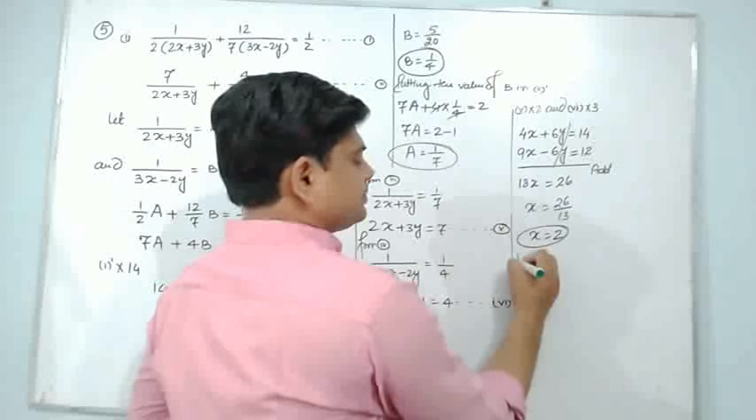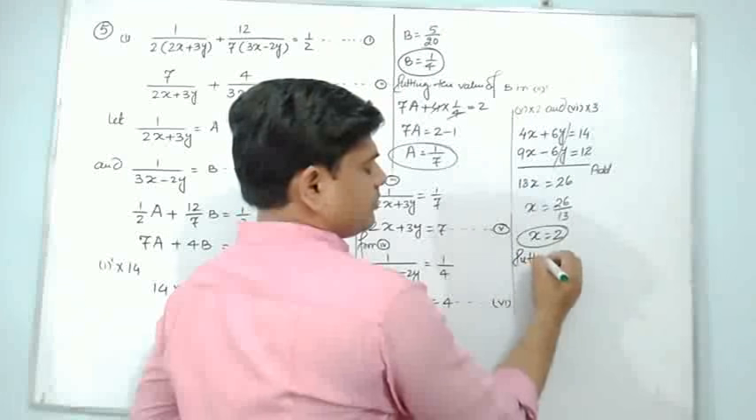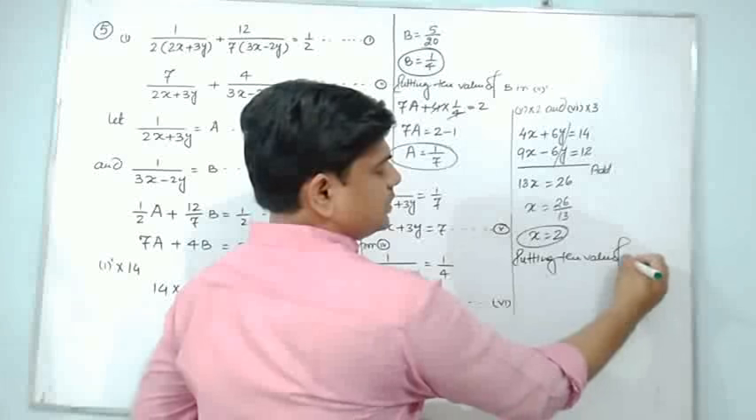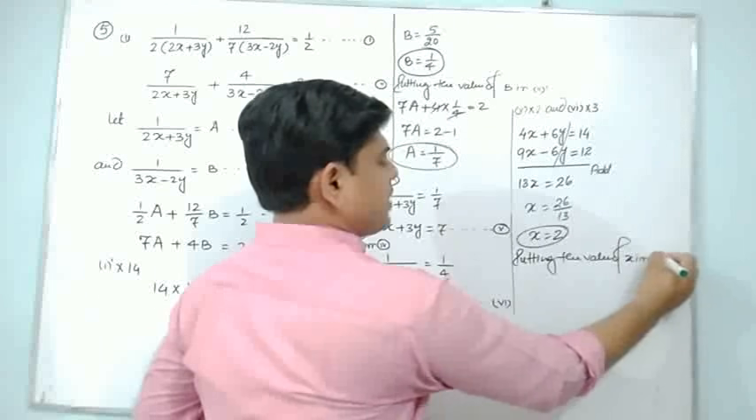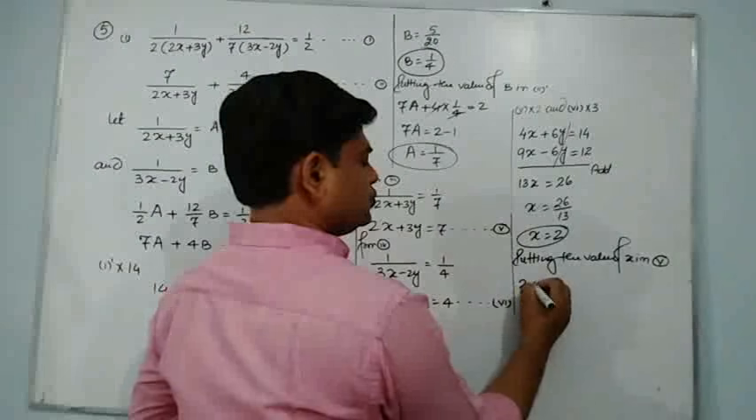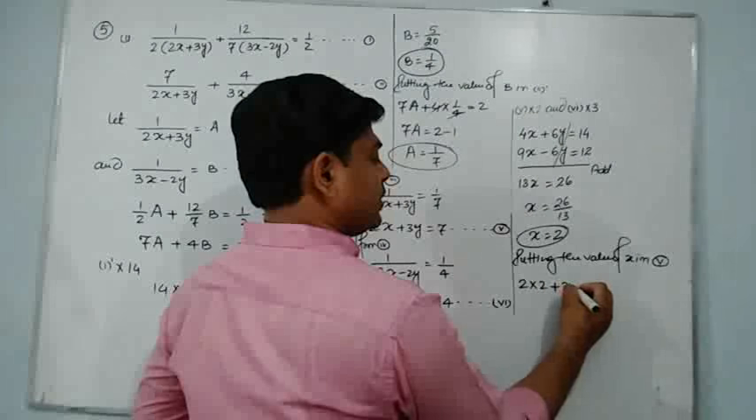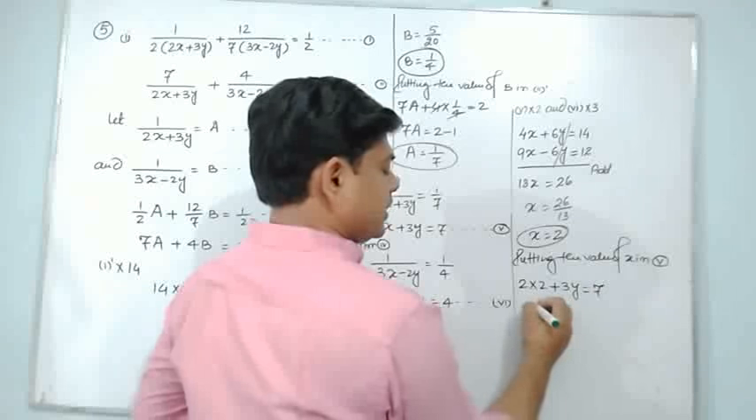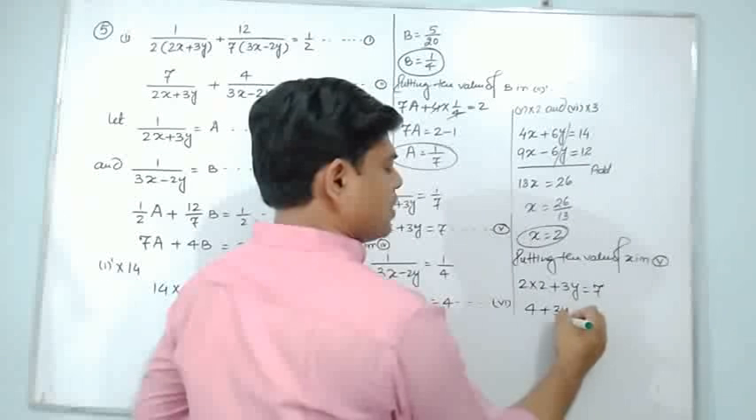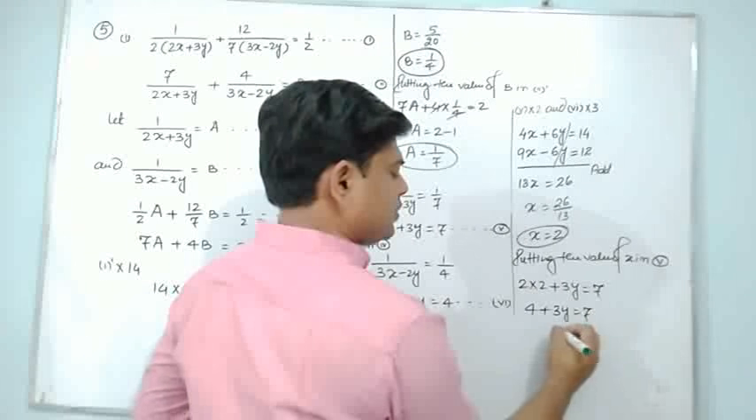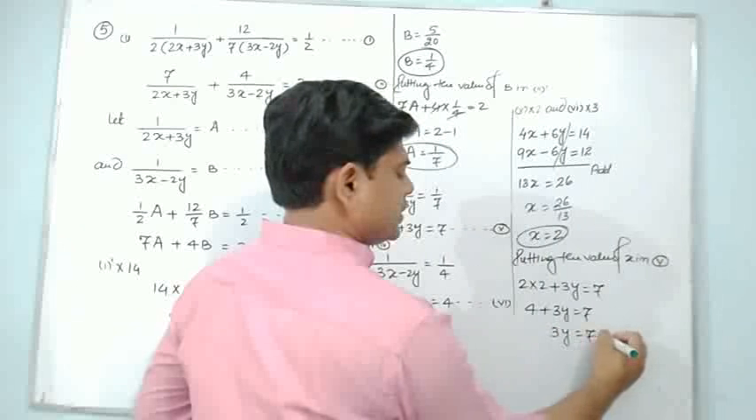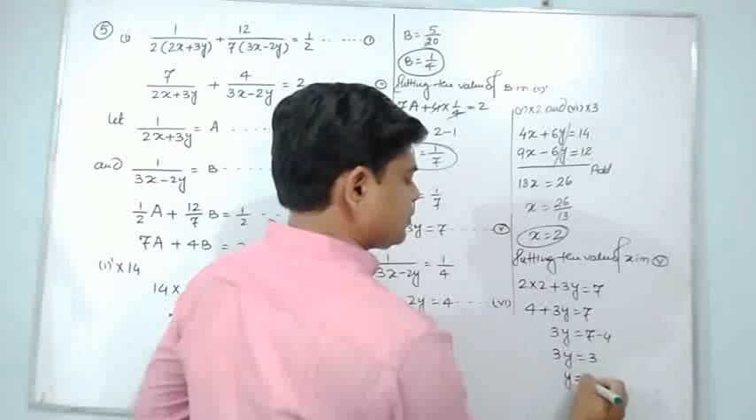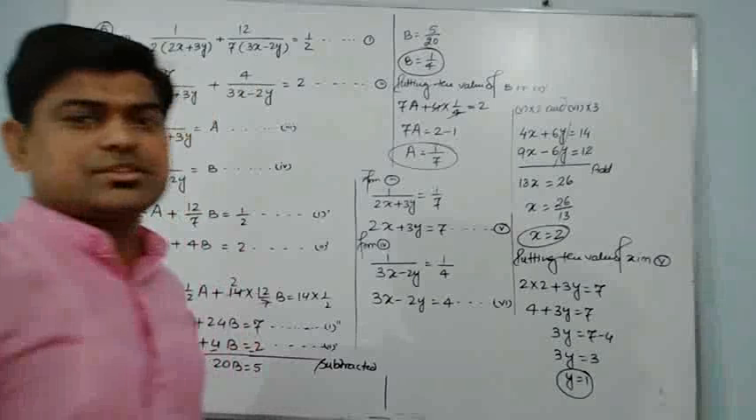What should I write here? Putting the value of x in 5. What will happen? 2 into 2 plus 3y is equal to 7. It is 4 plus 3y is equal to 7. So 3y will be 7 minus 4. 3y is equal to 3 and y is equal to 1. This will be the result.